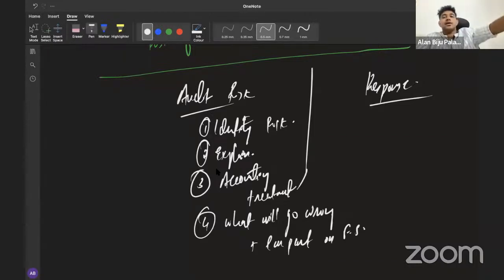Development expense will be overstated and which means intangible asset will be overstated, related expenses will be understated.